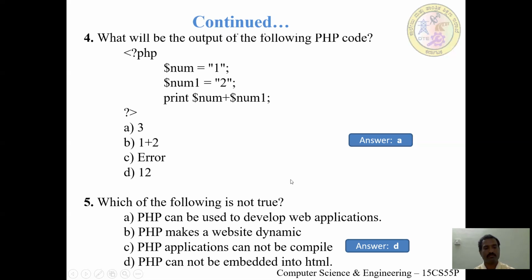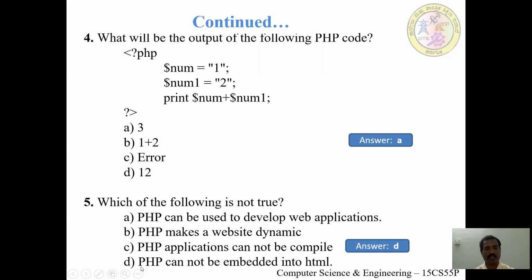Next one, which of the following is true? Option A, PHP can be used to develop web applications. This is correct. Option B, PHP makes websites dynamic. We can use PHP to make a website dynamic. This is also correct. Option C, PHP applications cannot be compiled. Okay, it cannot be compiled, but it is interpreted.